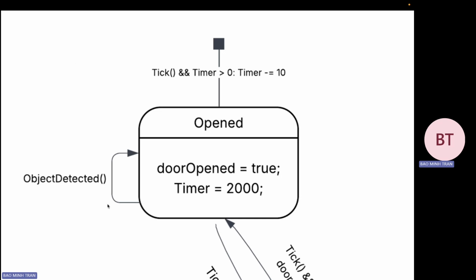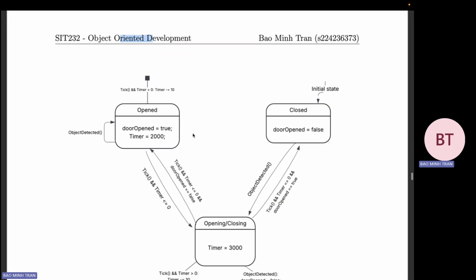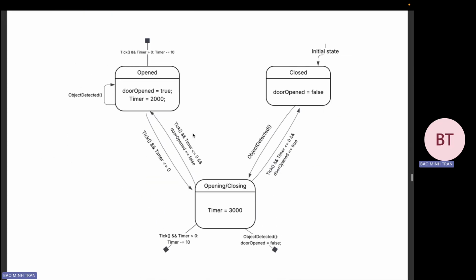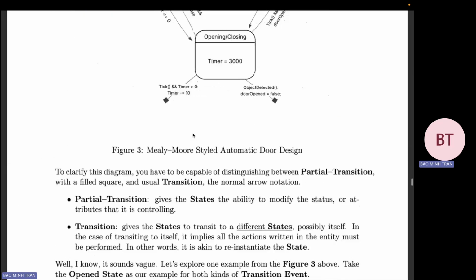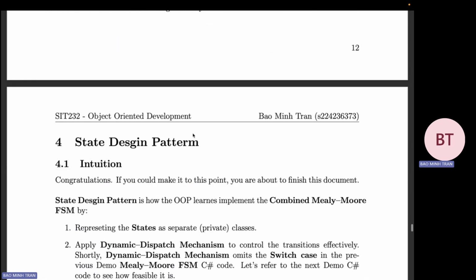That means it initializes all of the attributes of the door again. But this other one is basically responsible for the timer. So it still remains in that state, but the action reduces the timer by 10 milliseconds. So it's not so difficult. The state design pattern is basically how we implement the Mealy machine.